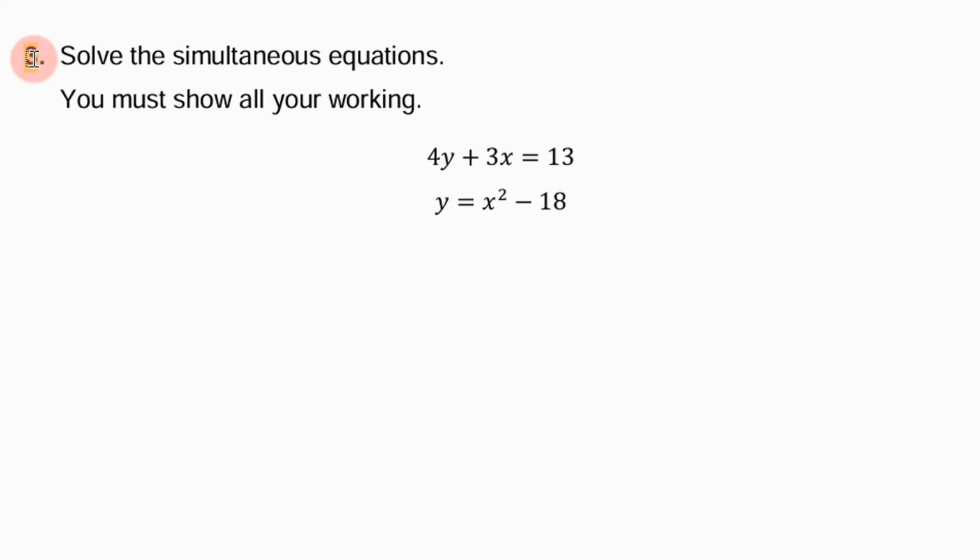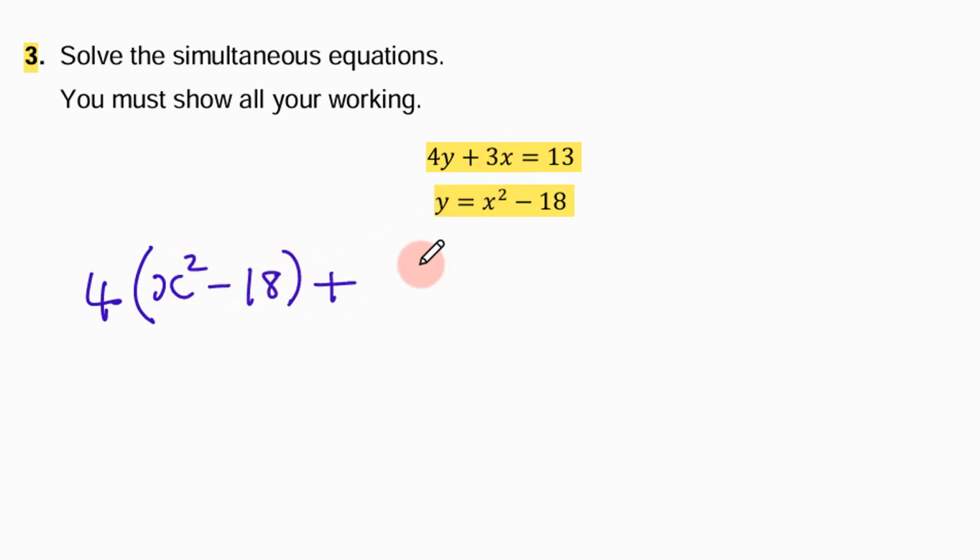Let's look at question 3 here. We have to solve these two simultaneous equations, one linear equation and one quadratic equation. Now, in this case, y is already the subject in the quadratic equation. So what we're going to do is substitute the quadratic equation into the linear equation. So where we have a y, we're going to put in x squared minus 18. So we have 4 times y, so 4 times x squared minus 18, plus 3x. And we can bring the 13 to the left-hand side. So this equals 0. We multiply out the brackets.